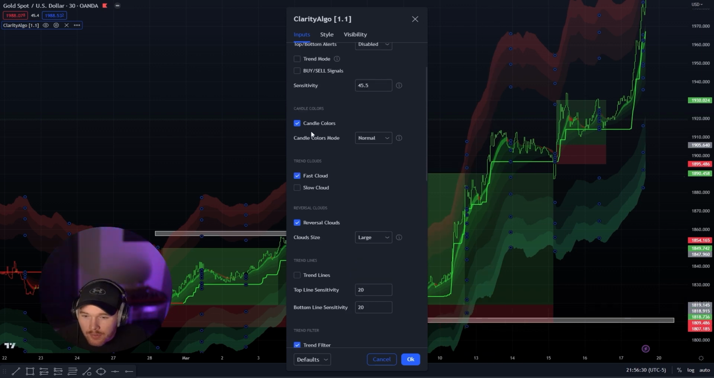And if you were going to ask about the candle color setting, I have mine to normal. However, you don't even need the candle colors on for this strategy. So if you don't like the candle colors or don't want them on, you can go ahead and turn them off. However, I like them, I prefer them, so I keep the candle colors turned on no matter what strategy, pair, or time I'm trading.